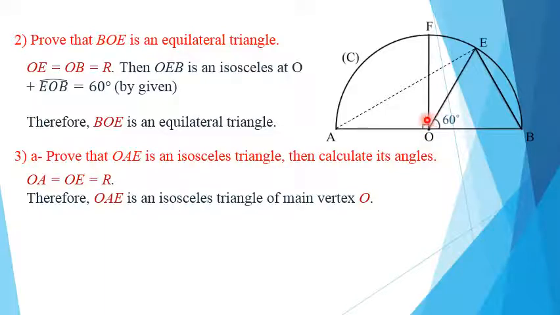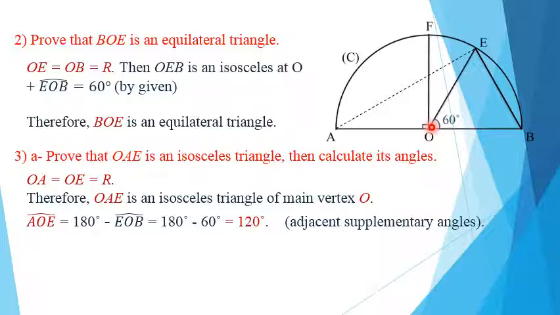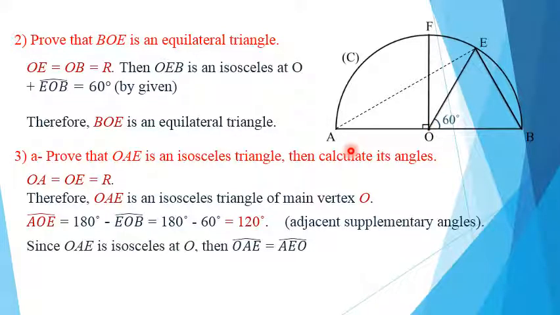Here the angles AOE and EOB are adjacent supplementary angles. Their sum is equal to 180 degrees. Since one of its angles is 60, to calculate AOE, I can say it's 180 minus 60 equals 120 degrees. Okay? AOE equals 120.